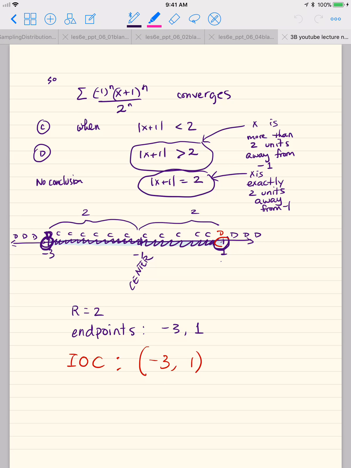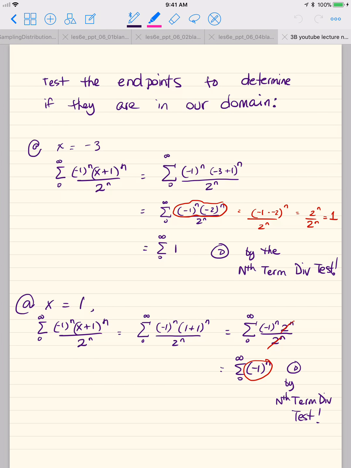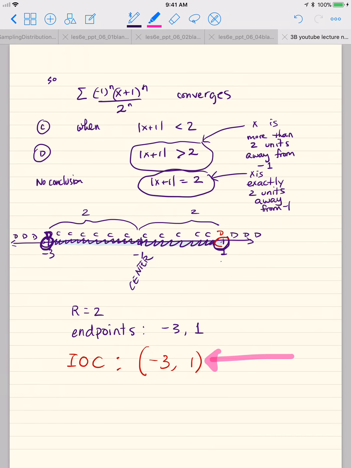Okay? And then to find your interval of convergence, you're going to have to test your endpoints. So once you know your endpoints, and in this case we had endpoints at -3 and 1, we had to plug in the endpoints and then test the series to see if it converges or diverges at the endpoint. And then use that to determine our interval of convergence.